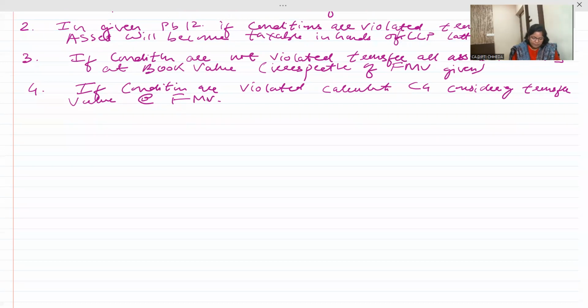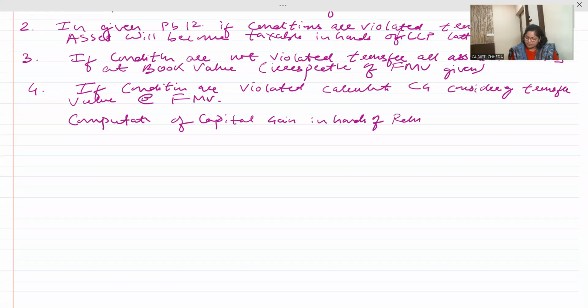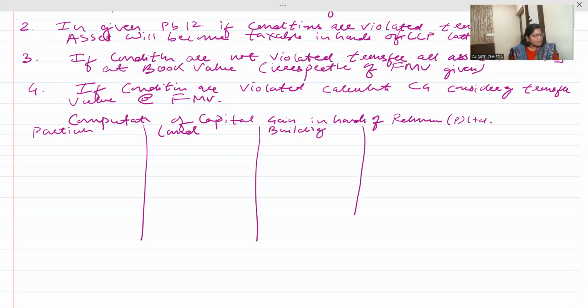चलो, computation of capital gain in hands of Rahman P Limited. ठीक है, one by one we will write all. We can write in the column form or we can write एक के बाद एक. तो हम कॉलम में कर लेंगे, जल्दी जल्दी हो जाएगा. Land, building, और क्या है, plant and machinery और investments.